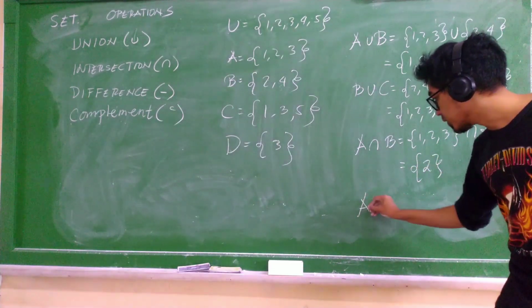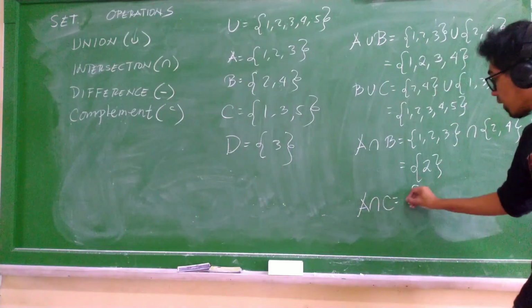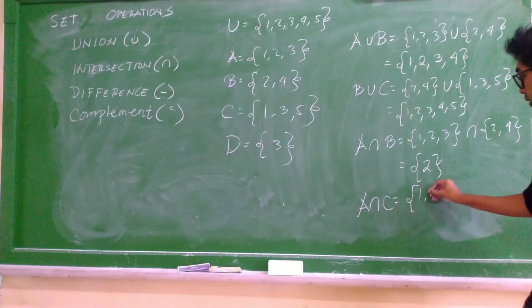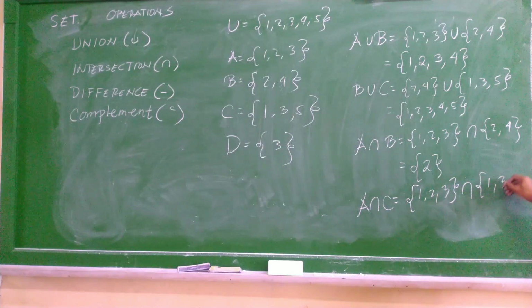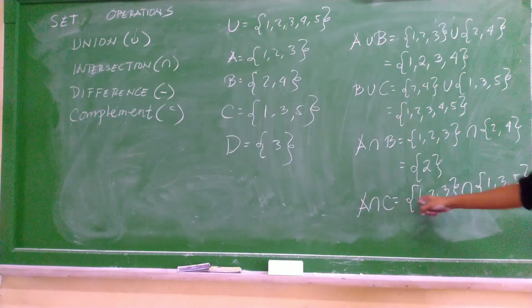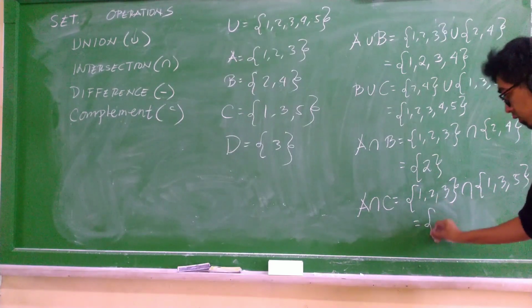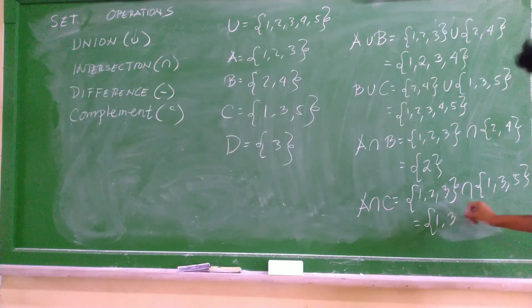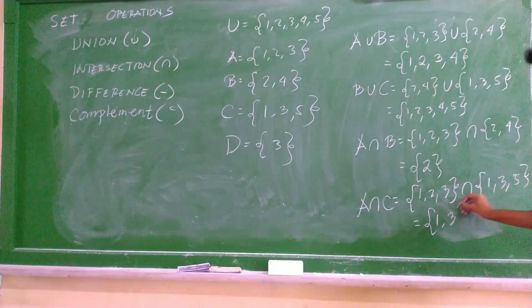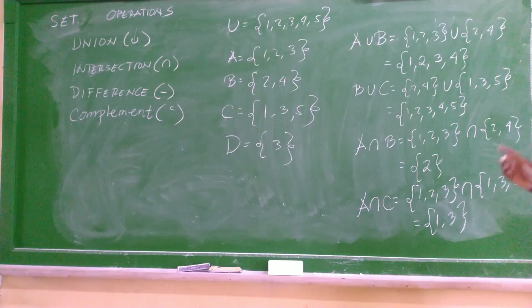How about A intersection C? A intersection C: {1, 2, 3} intersection {1, 3, 5}. 1 is common. 2, no. 3, yes. 5, no. So the answer is {1, 3}.